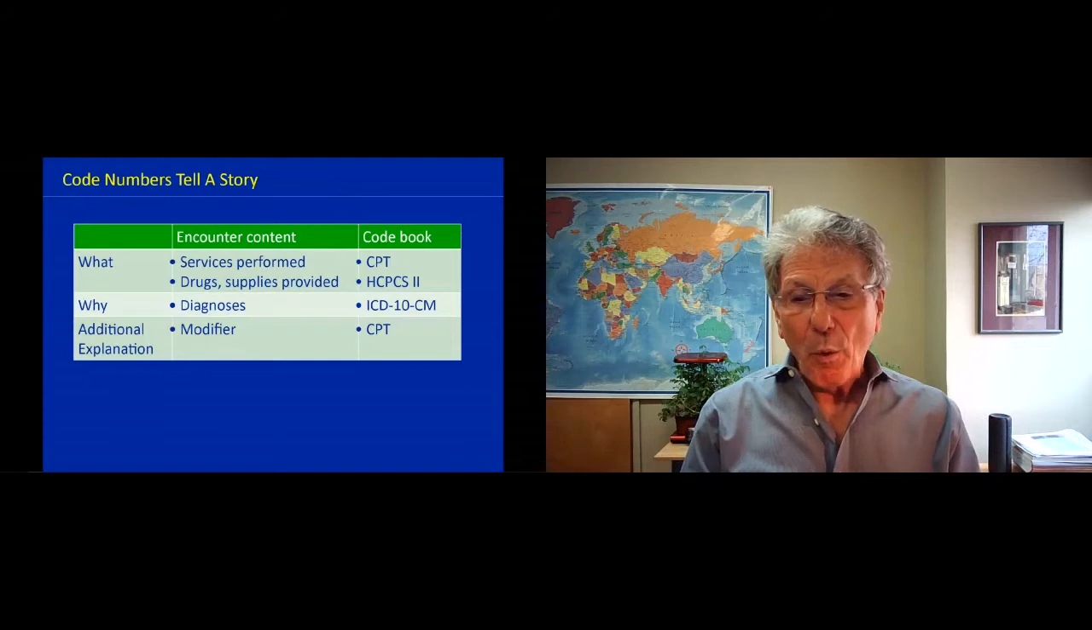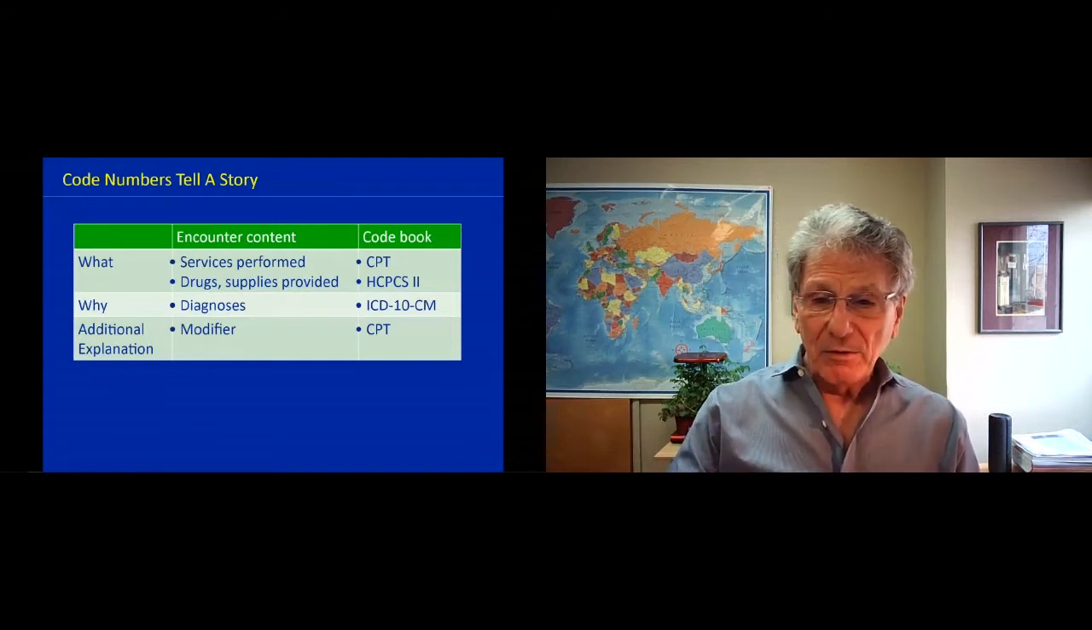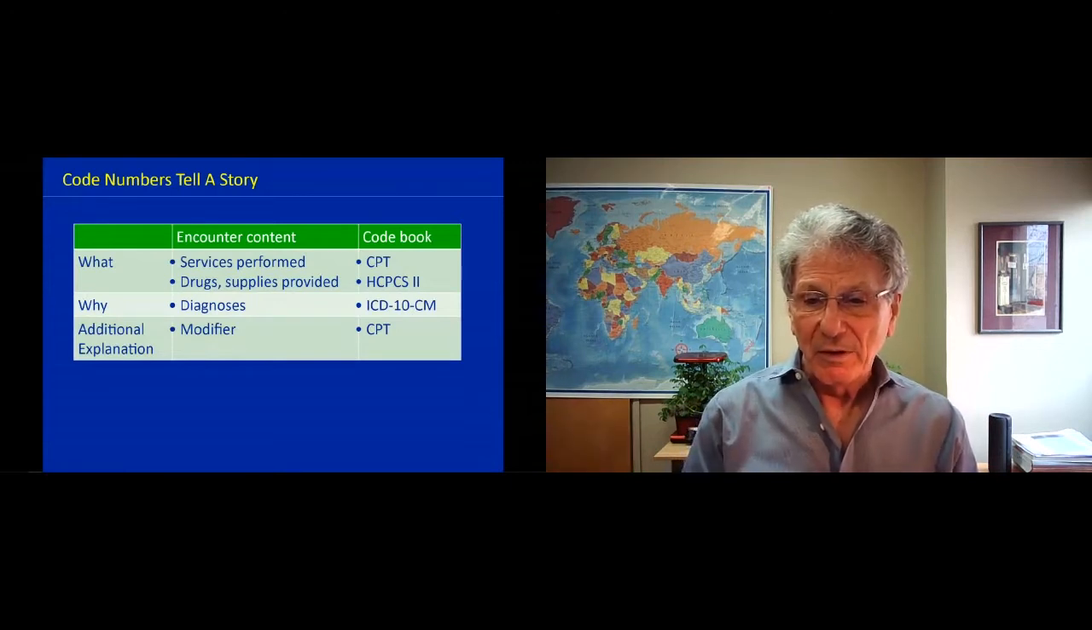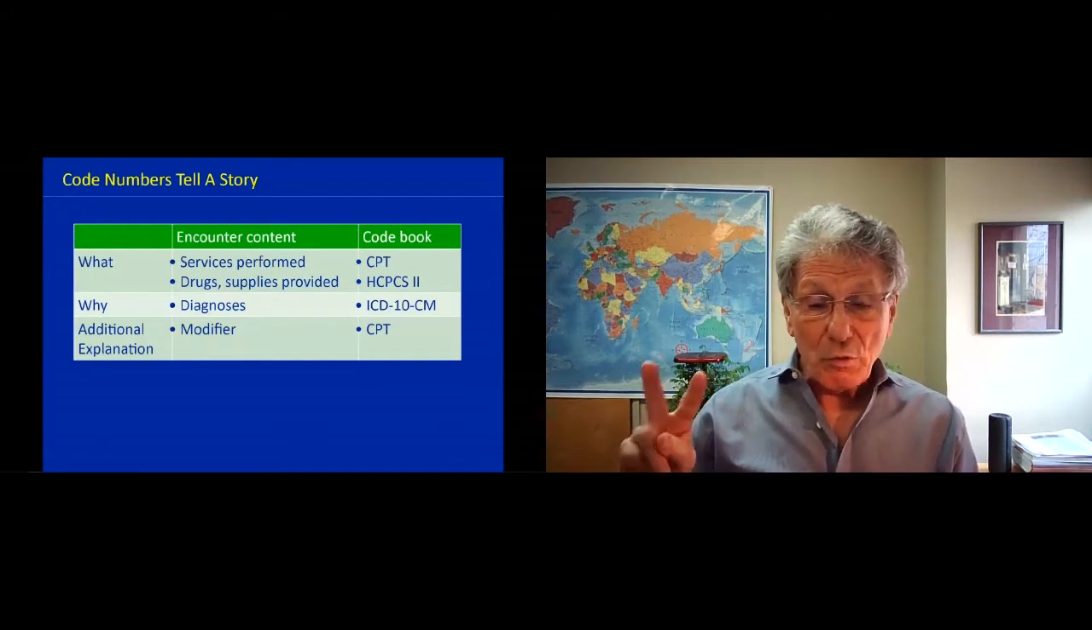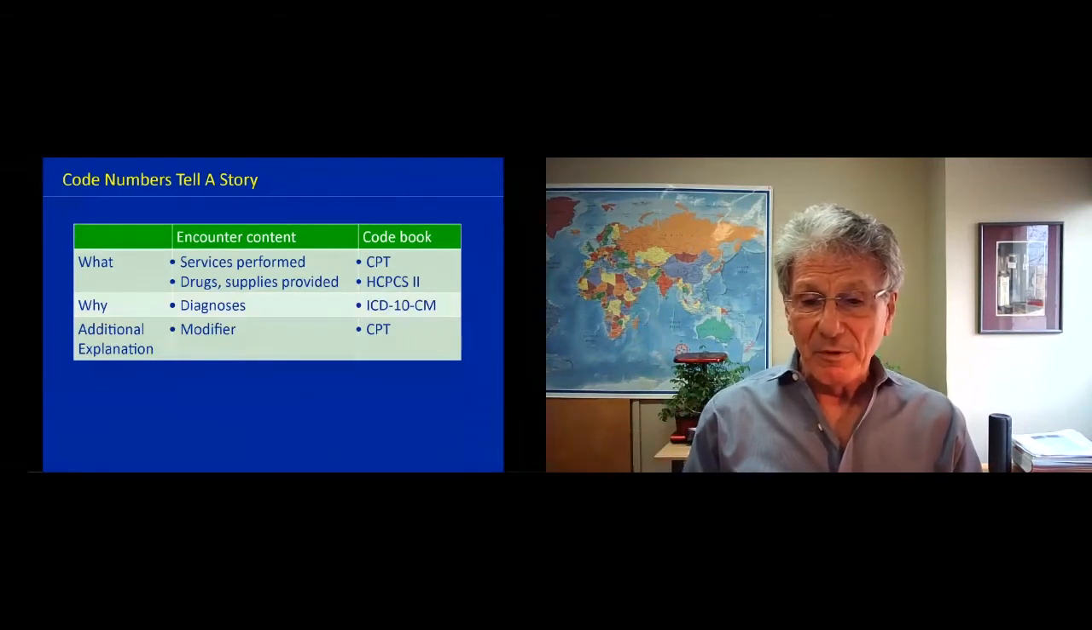The next is the why you did it. And the why you did it is based on a diagnosis. Diagnoses, of course, come from ICD, the International Classification of Diseases, in its 10th edition. And then finally, in some cases, you have to give an additional explanation about something which is unusual. And to do that, you use a 2-digit modifier. And we'll give you some examples of modifiers. They come from the CPT book.